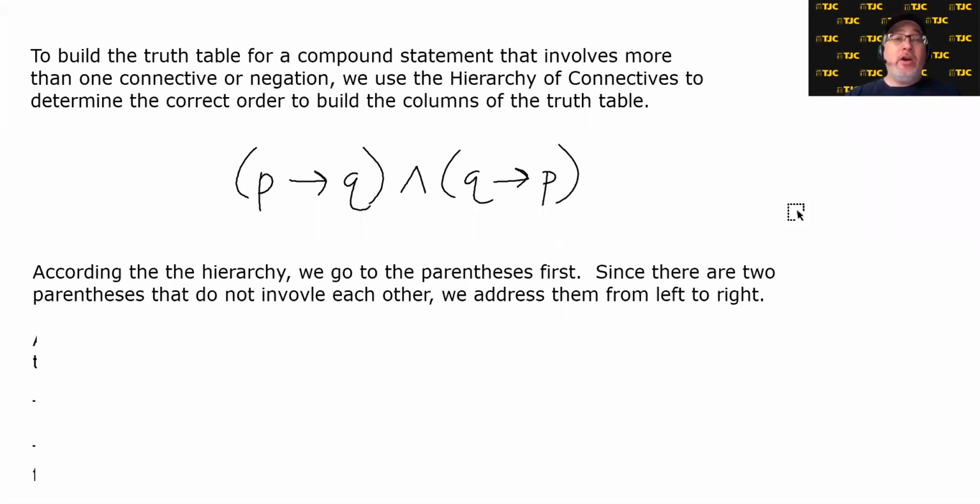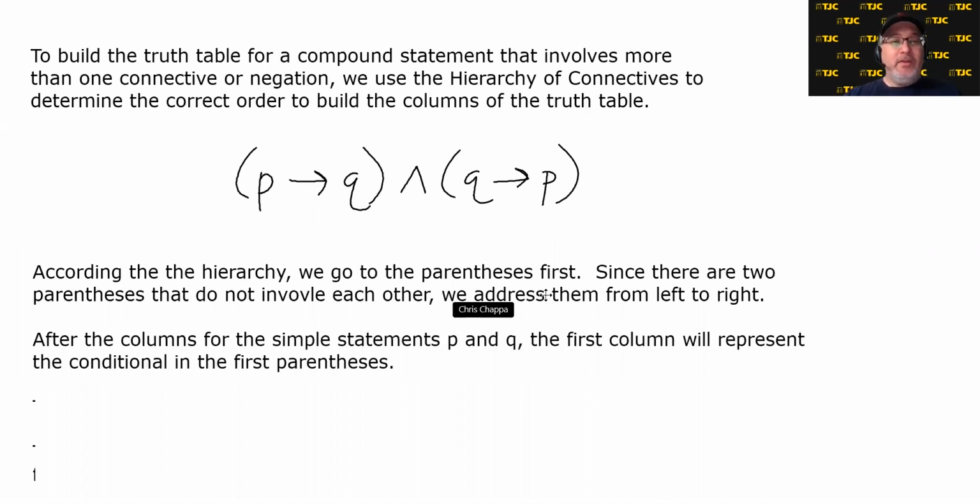According to the hierarchy, we go to the parentheses first. Since there are two parentheses that do not involve each other, you don't have one inside of another, we address them from left to right. Remember, we're building a truth table, which is going to start with a column for P and a column for Q, along with all the possible combinations of truth values that we've talked about before.